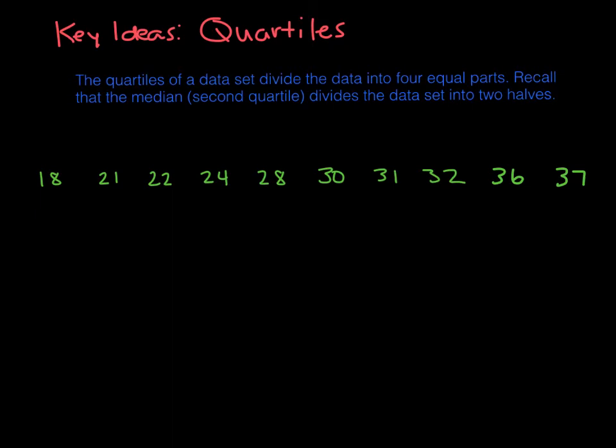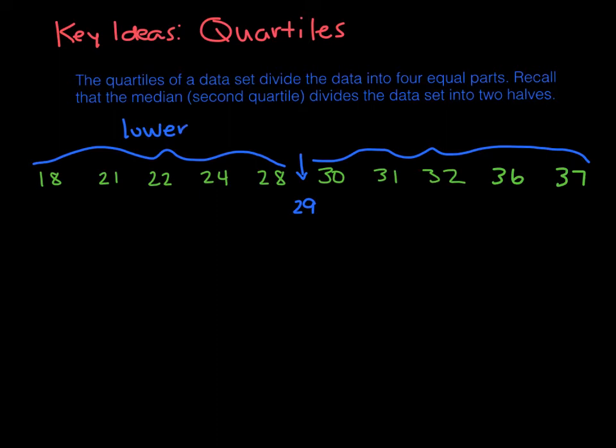So 28 and 30. And then I would add those together and divide by 2, just like I learned in the last video. And then I would realize that my median happens to be 29. So what's happening is, where our median lies is where we're splitting our data into 2 halves. So then we have what we call the lower half and the upper half. Okay, so this is our lower and this is our upper.